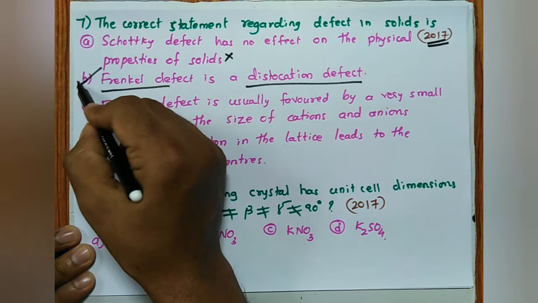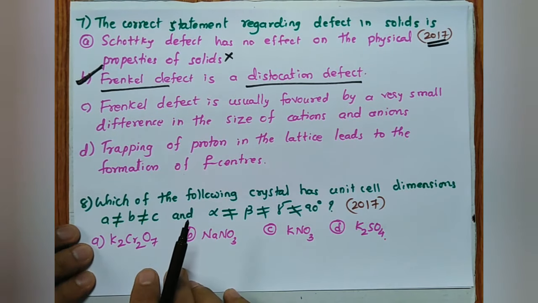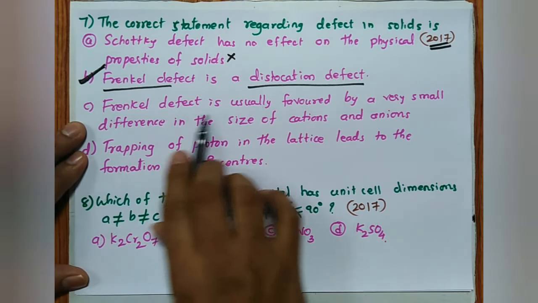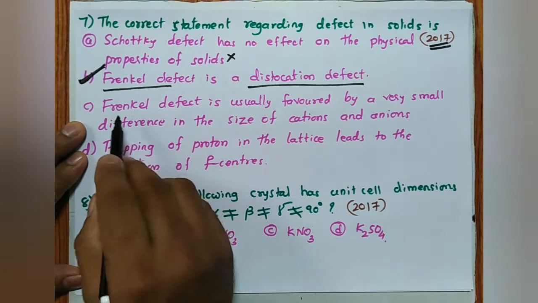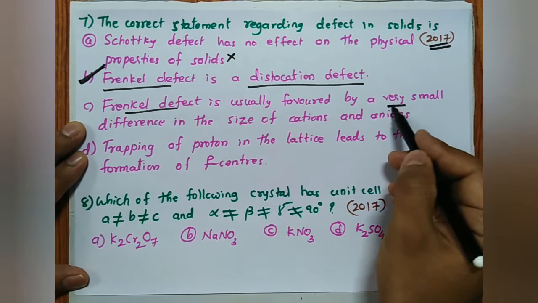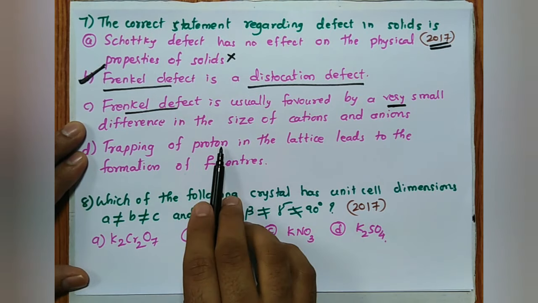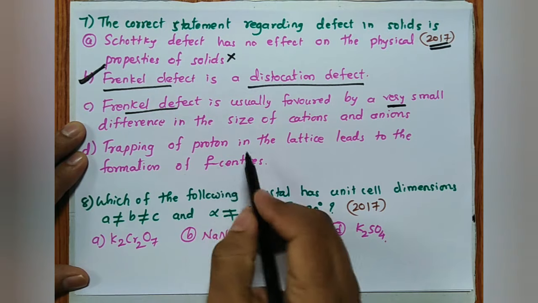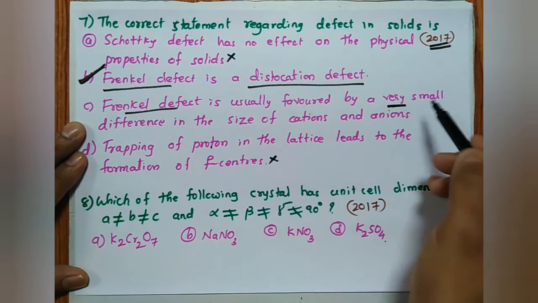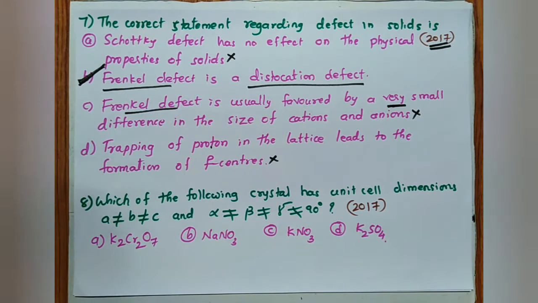This should be the correct answer, my dear students, for this particular question. The next one you can see: Frenkel defect is usually favored by very small difference. It is wrong. So it is a large difference. Frenkel defect is always favored by large difference. Remember, F center means trapping of electrons. F center means trapping of electron. Hence this is also wrong. This is also wrong. So the correct answer is B.